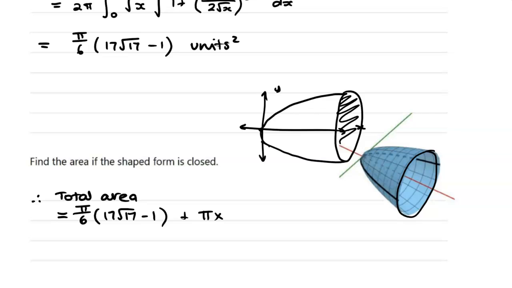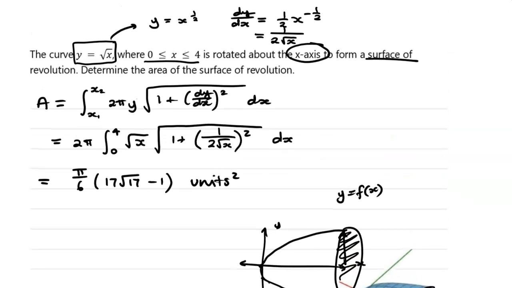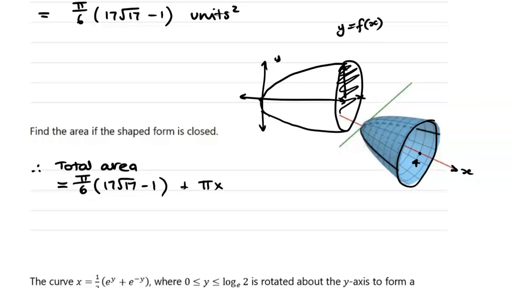Now, what will the radius be here? It's going to be the value of the function. We'll say y equals f of x for a moment, at this particular value of x. And we said we're going from 0 to 4. So the center of this circle is going to be 4 units in that x direction. All that means is we need to find the value of y when x equals 4. And that's going to be like our r.